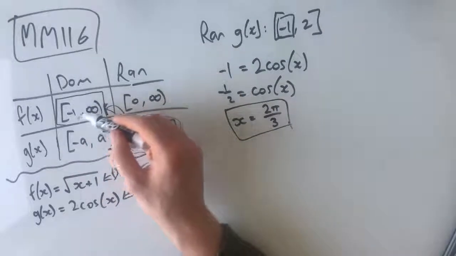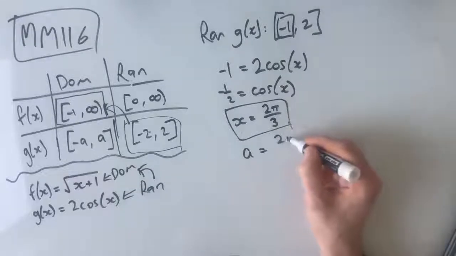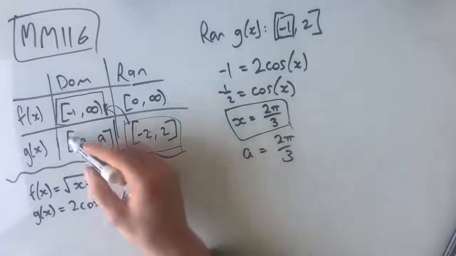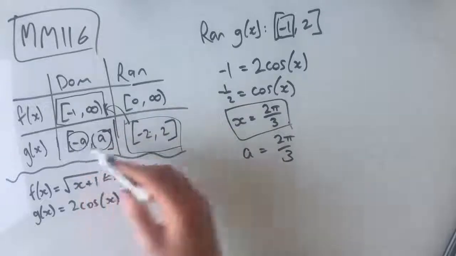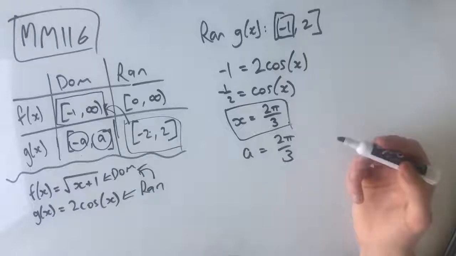Which means that our value for a is 2 pi on 3, because our a reflects our x values in this domain, which means that if x equals 2 pi on 3, a equals 2 pi on 3. So that means that our answer is C.